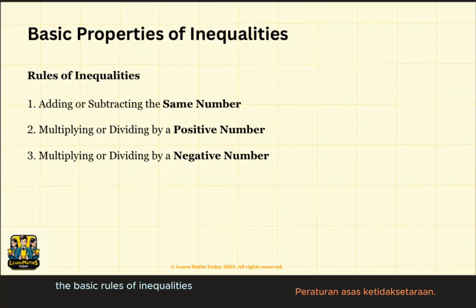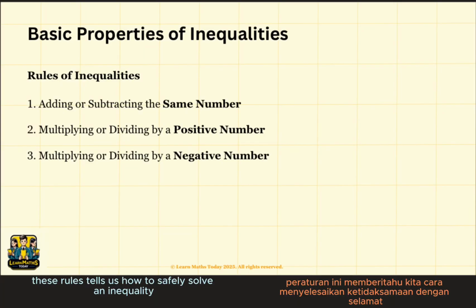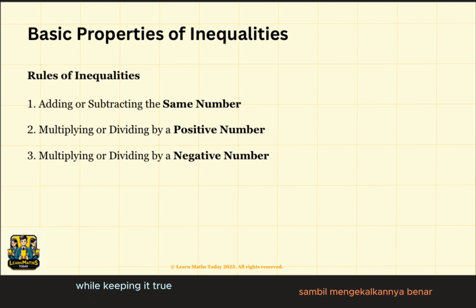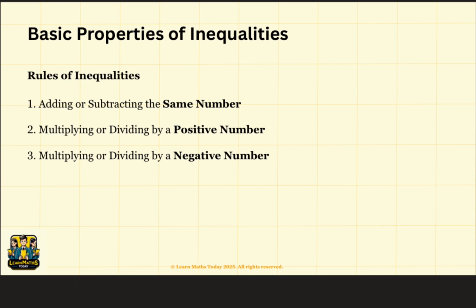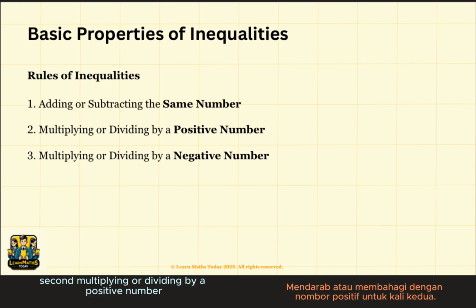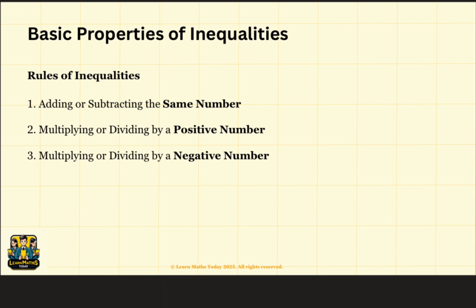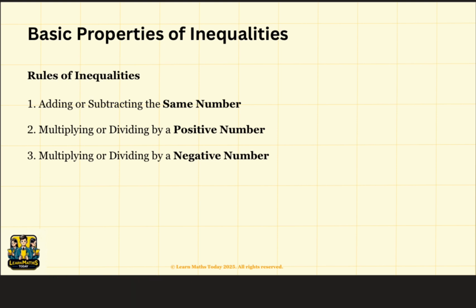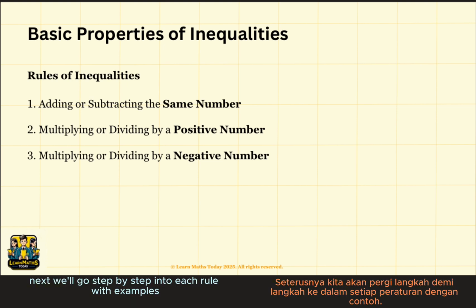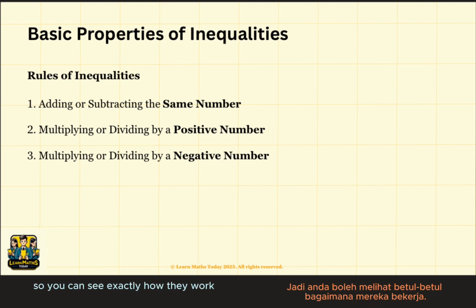The basic rules of inequalities. These rules tell us how to safely solve an inequality while keeping it true. Overview of rules. First, adding or subtracting the same number on both sides. Second, multiplying or dividing by a positive number. Third, multiplying or dividing by a negative number. Next, we'll go step by step into each rule with examples so you can see exactly how they work.